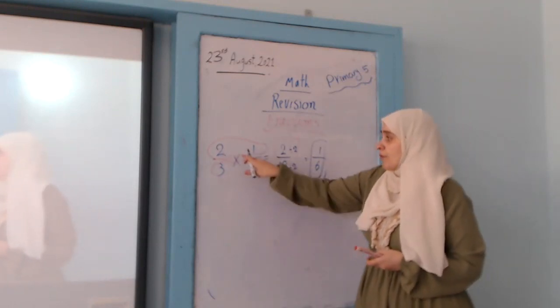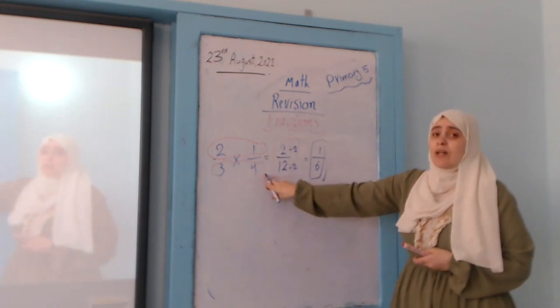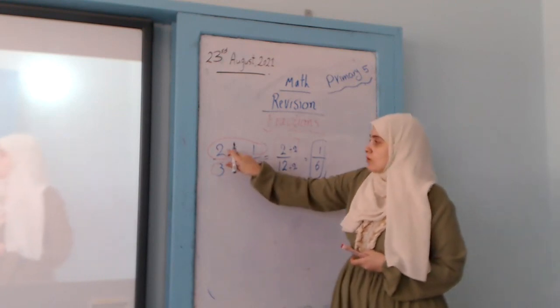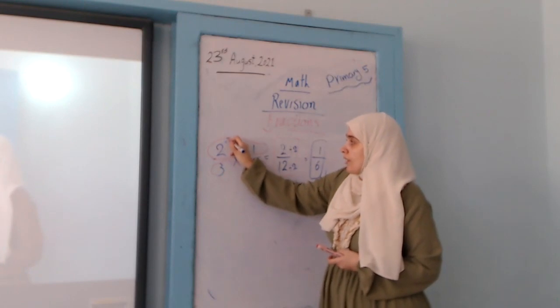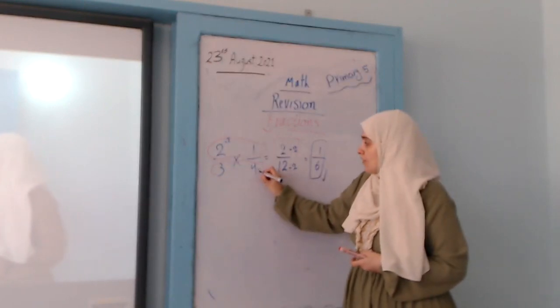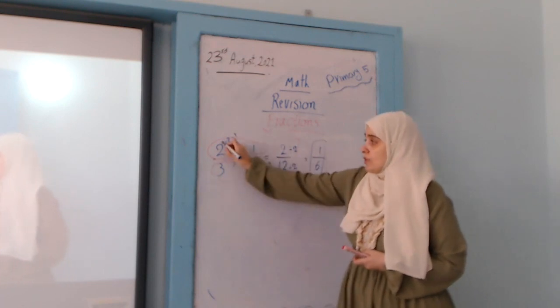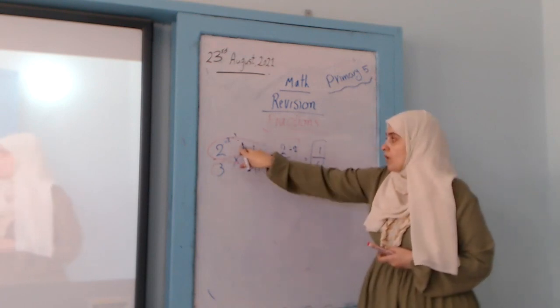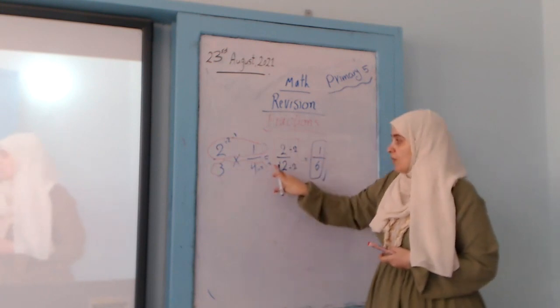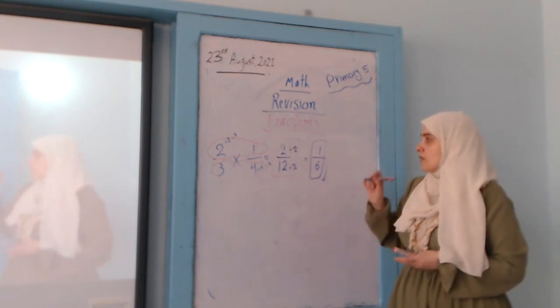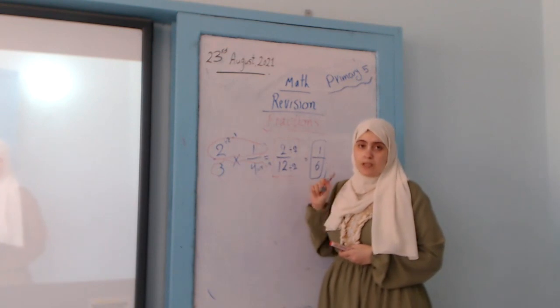How? 2 and 4 are even numbers, so I can divide them by 2. So 2 divided by 2 equals 1. 4 divided by 2 equals 2. So the answer here is not 2, it's 1. 1 multiply 1 equals 1. 3 multiply 2 equals 6. So I get the answer without making this step.